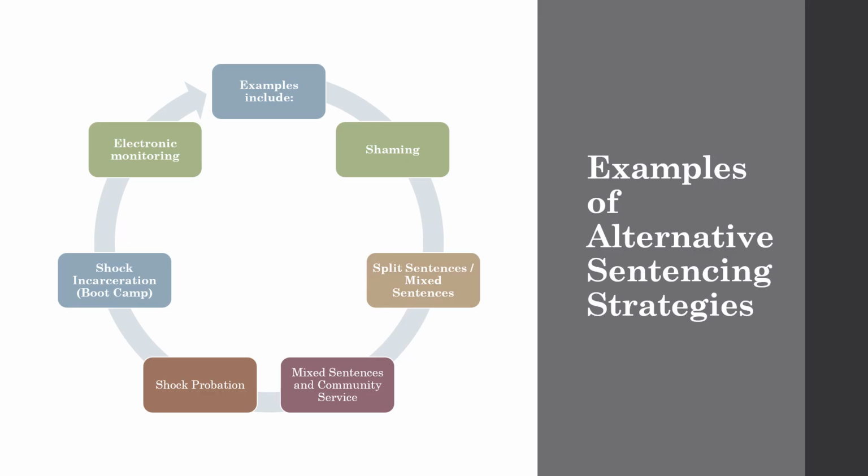So next you're going to see a couple of boxes, one that says split sentences, mixed sentences, and community service. This is kind of grouping this together. Split sentencing really is a combination of a brief incarceration followed by probation. So it could be like you're sentenced to 30 days in jail and then you are on probation for 2 years.